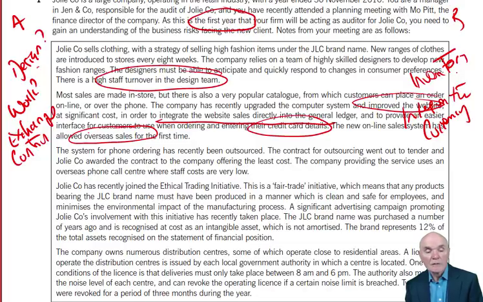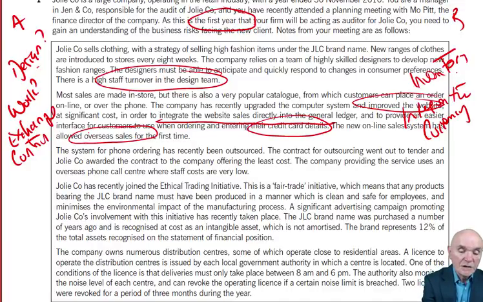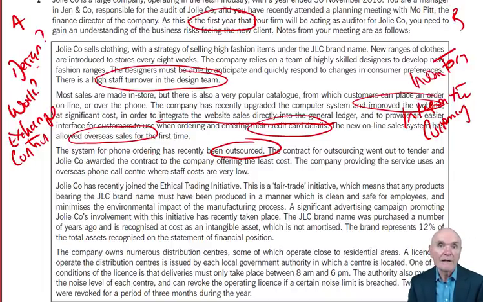The system for phone ordering has recently been outsourced. So as soon as you outsource anything, there's an immediate problem. How good are our outsource companies going to be? Are they going to be performing correctly? Whatever it is, there's a risk we pick a bad one who doesn't have the right controls and so on.